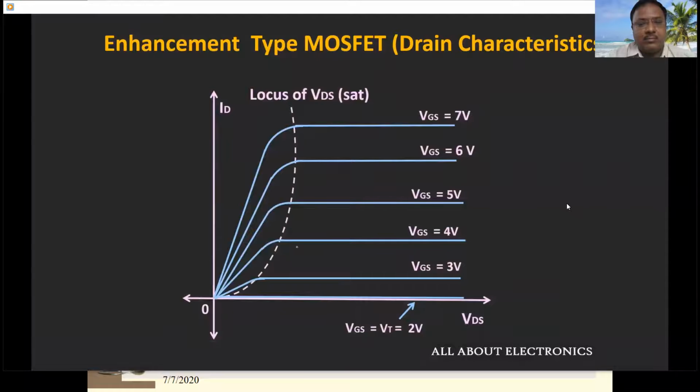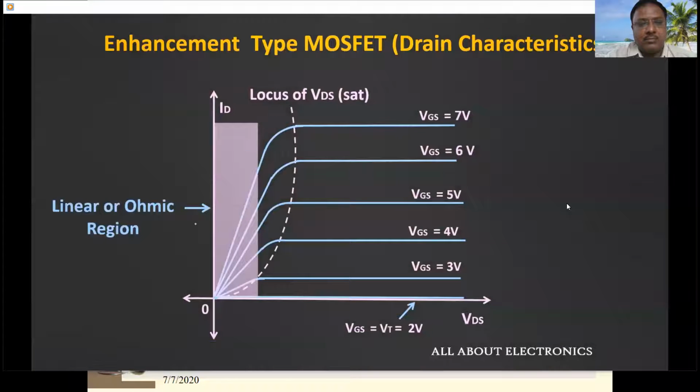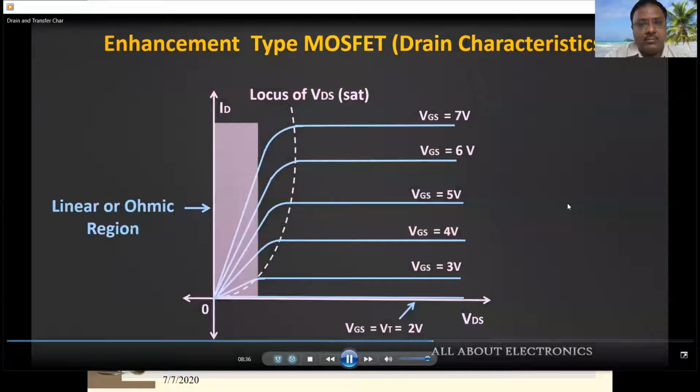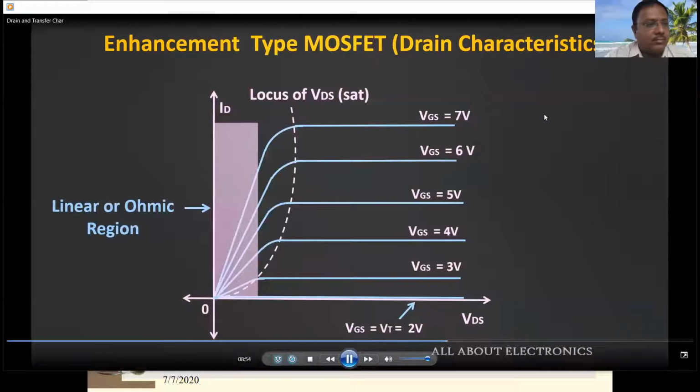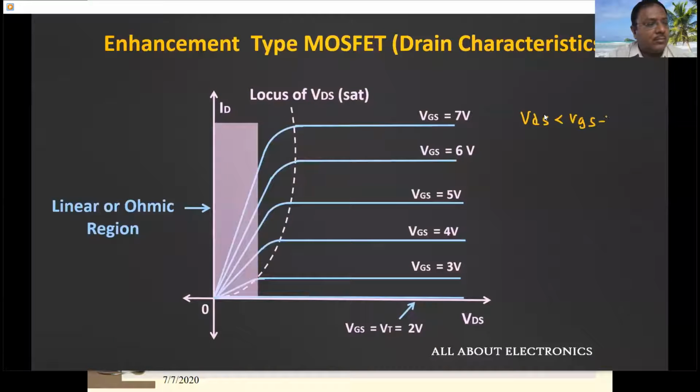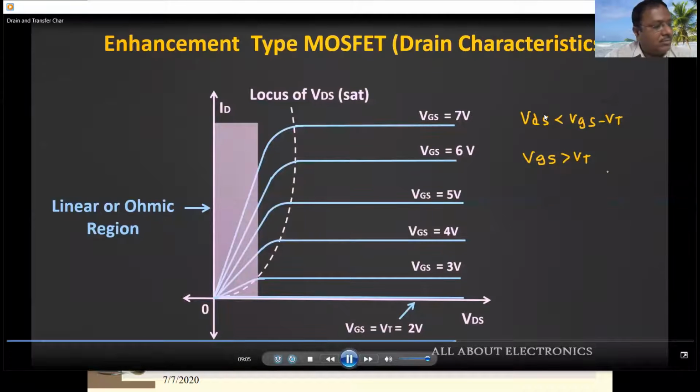So in this graph, this region is known as either the linear or the ohmic region. In this region, the MOSFET can be operated as a voltage controlled resistor. So for a fixed value of VDS, as we change the value of voltage VGS, the width of the channel will change, or we can say that effectively the channel resistance will change. So whenever VDS is less than VGS minus VT and VGS is greater than VT, in that case the MOSFET is operating in this linear region, and in this region it can be operated as a voltage controlled resistor.